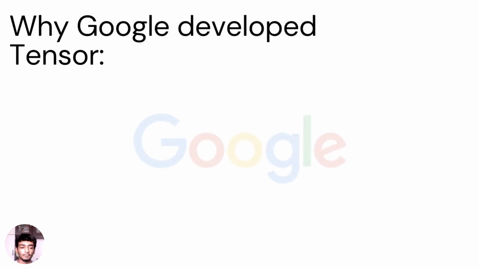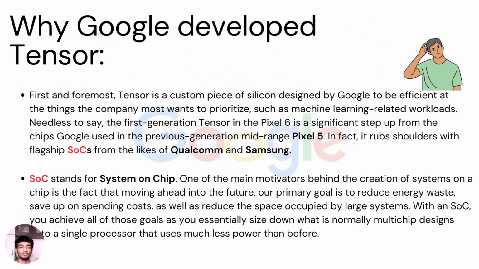So many of you have heard about the Tensor as it is used as a processor in Google Pixel phones. So now let's see first why Google developed Tensor. Tensor is a custom piece of silicon designed by Google to be efficient at the things the company most wants to prioritize, such as machine learning related workloads. Needless to say, the first generation Tensor in the Pixel 6 is a significant step up from the chips Google used in the previous generation mid range Pixel 5 phones. In fact, it rubs shoulders with the flagship SoCs from the likes of Qualcomm and Samsung.